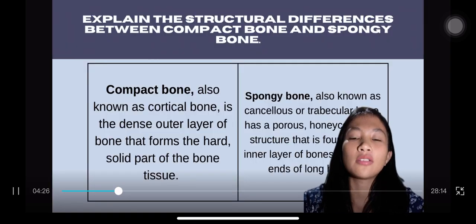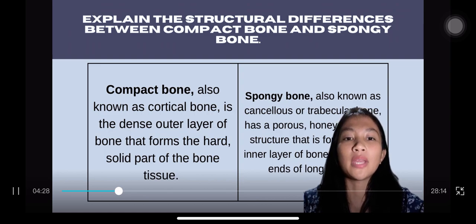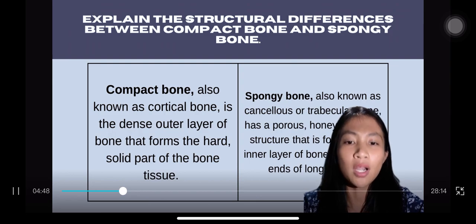Explain the structural difference between compact bone and spongy bone. Compact bone, also known as cortical bone, is the dense outer layer of the bone that forms the hard, solid part of the bone tissue. It is characterized by its smooth, homogeneous appearance, and it is responsible for providing strength, protection, and support to the body.